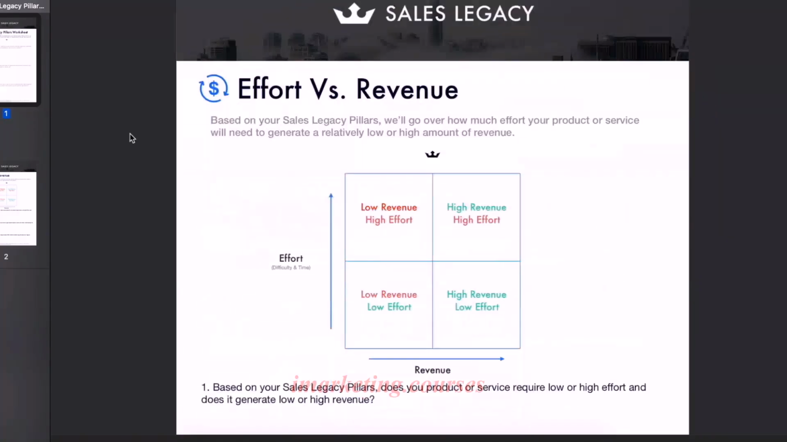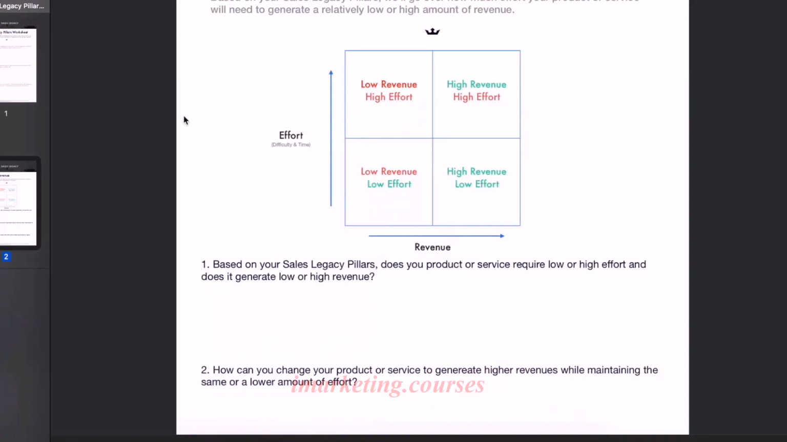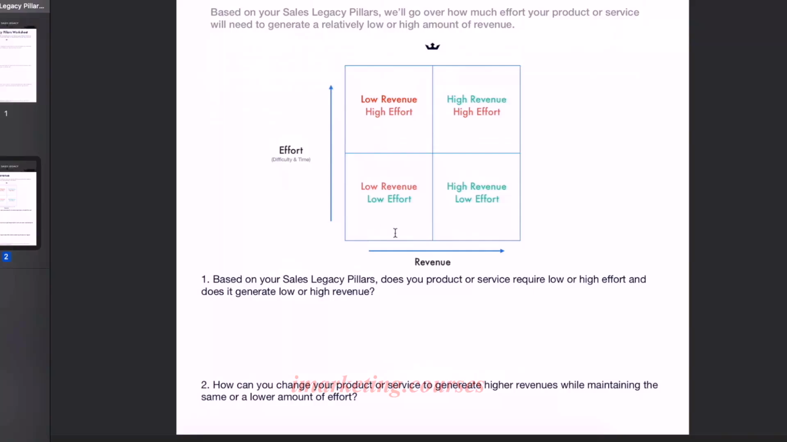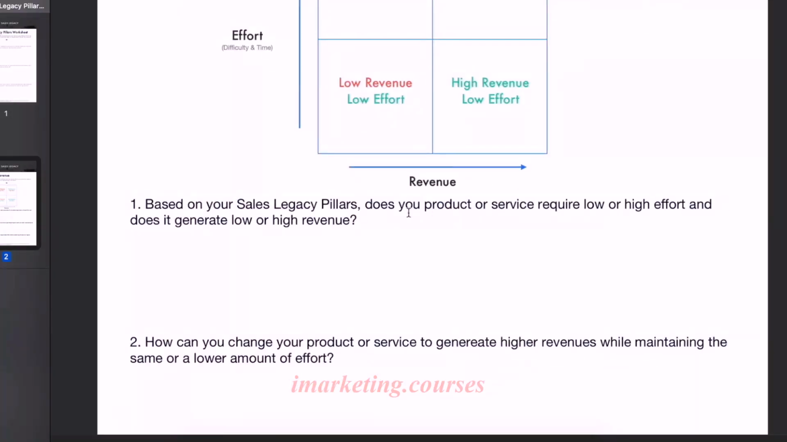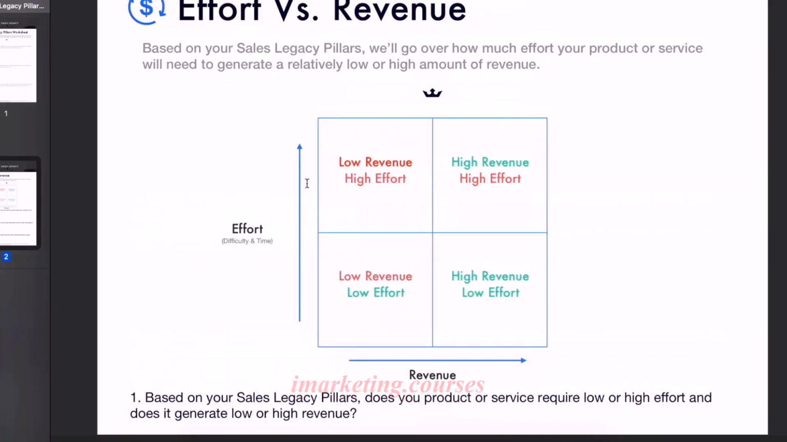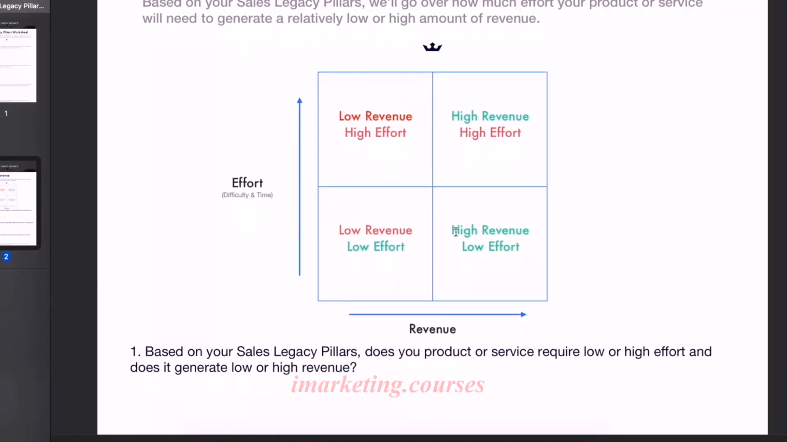From there, page number 2 is the effort versus revenue worksheet. It's attached to the sales legacy pillars worksheet, and it's going to help you improve your pillars. Here I have the graph of effort and revenue that we talked about. Number 1: based on your sales legacy pillars, does your product or service require low or high effort, and does it generate low or high revenue? You need to understand where you fall in this box. Obviously, you want to be in the 4th box, high revenue and low effort, but if you're not, that's totally fine. Just make a note of that.